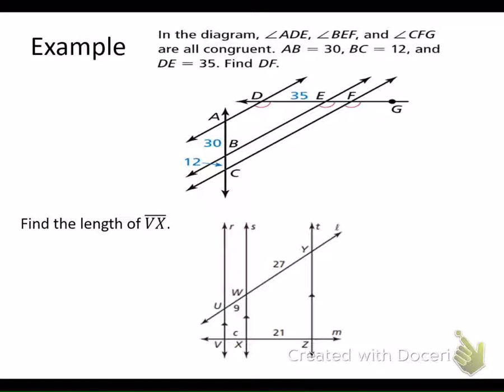Okay, so another example. In the diagram, angle ADE, BEF, CFG are congruent. So this and this are congruent, and this is congruent. So it says, are all congruent. This tells you 30, 12, 35, and we're trying to find DF. Okay, you may not set up those proportions unless you have parallel lines.